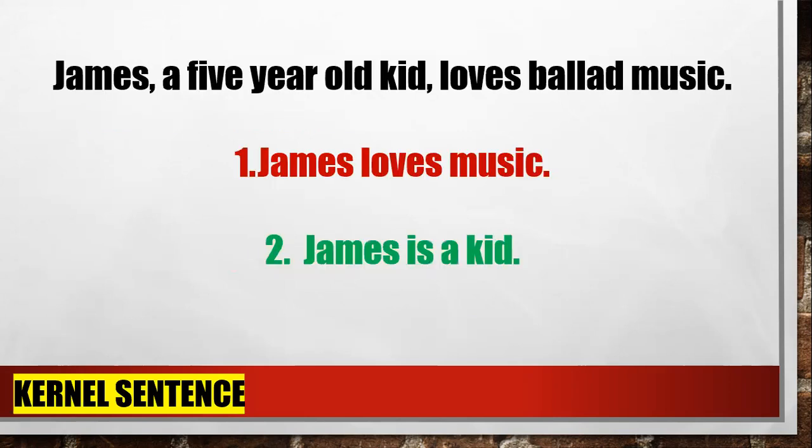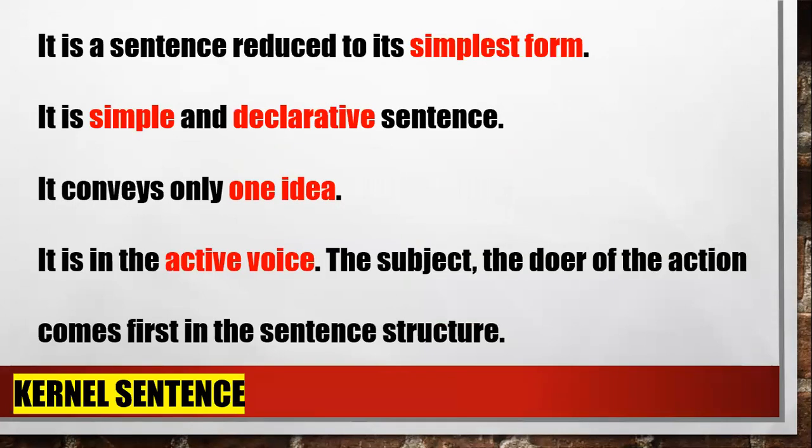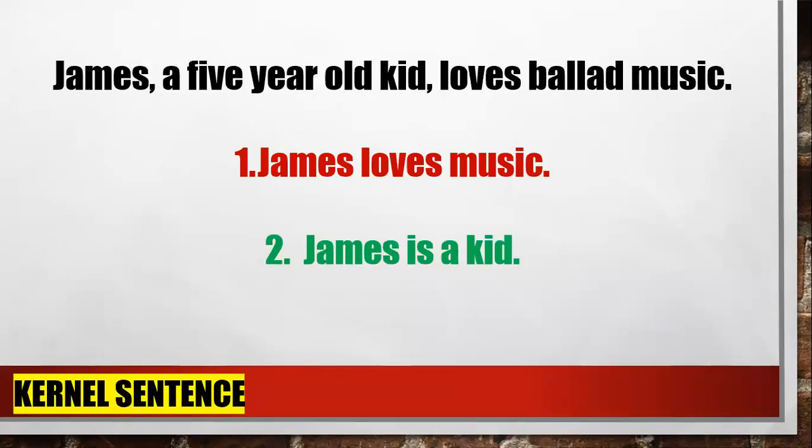So let's go back to the previous one. Here you can see that you have a sentence in the first part, but then you have two other sentences. So what is the kernel sentence? The sentence which is in black, red, or green? Remember the concept again. A kernel sentence is a sentence reduced to its simplest form. So in these three sentences, two are connected to the first one, right? Which of these sentences are kernel sentences? 1 and 2. Excellent.